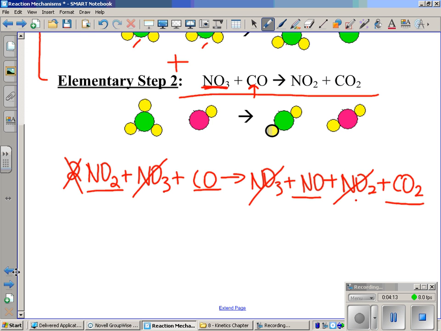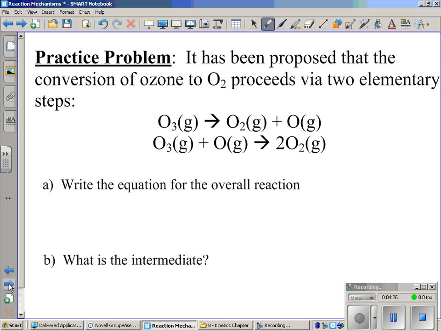Okay, so that's what we're looking at for our overall reaction. Now, you might be wondering what part this plays in all of this kinetic stuff, and we're going to get into that in just a second. Let's go ahead and try a quick practice problem just to make sure you're understanding what exactly we can do with these steps.